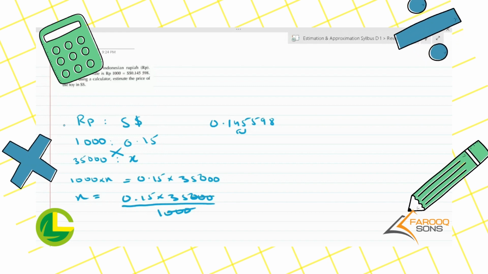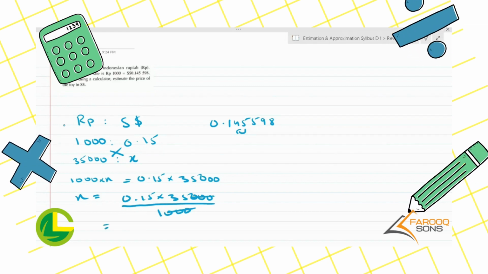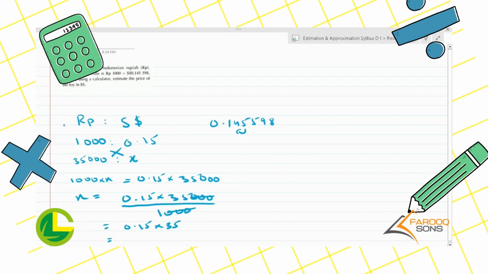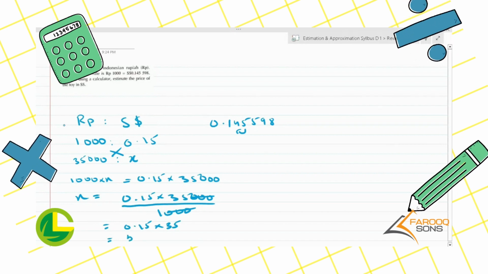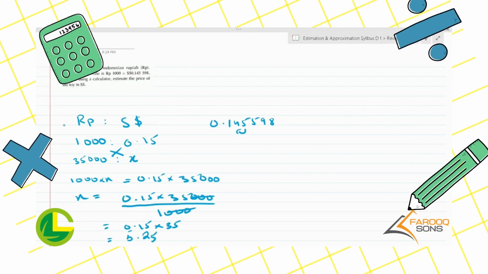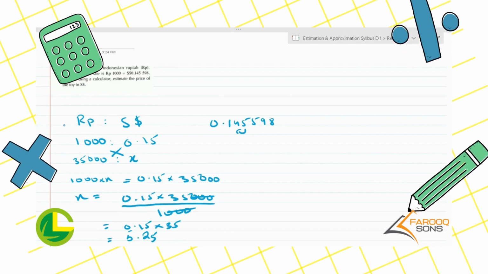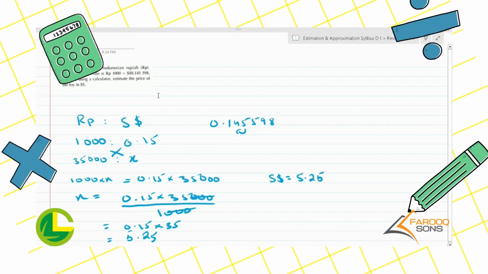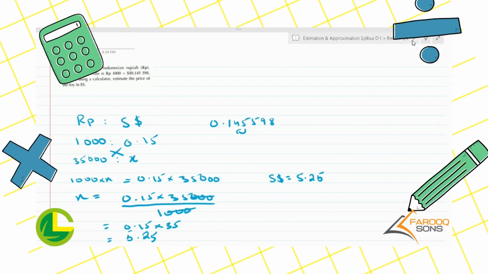Cancel the 3 zeros, cancel the 3 zeros. You are left with 0.15 multiplied by 35, giving you your final answer. Do some rough work and find your answer. The final answer is going to be 5.25. Hence, we can say that the answer in dollars is going to be 5.25. There we go. Okay, let's move on to question number 5.